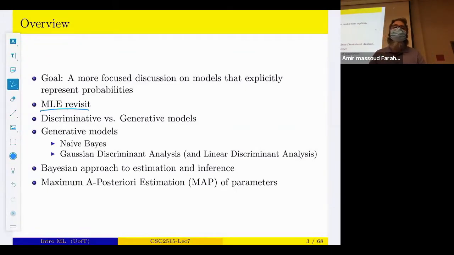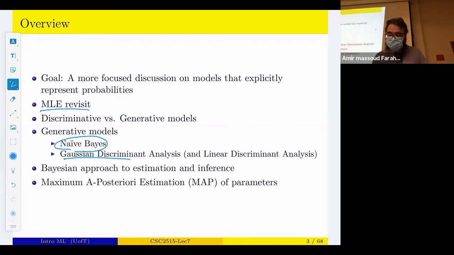After that, we talk about discriminative versus generative models, mostly for classification, and give some examples of generative models. One is naive Bayes, and the other is Gaussian discriminant analysis and linear discriminant analysis. Gaussian discriminant analysis would be towards the end of this lecture.